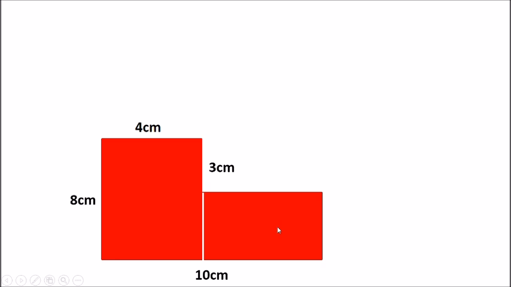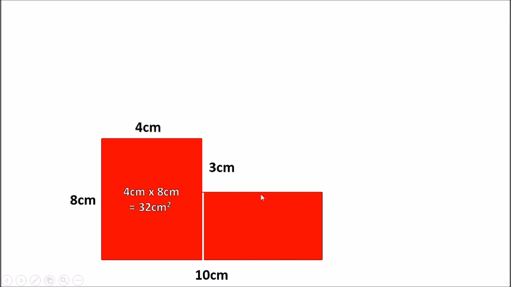So compound area problems are where you split an unfamiliar shape up into more familiar shapes to help you calculate the area of it. So let's work out the area of this shape. So first of all, this rectangle on my left is quite easy to calculate because I just do 4 times by 8, so I know that this part is 32 centimeters squared.